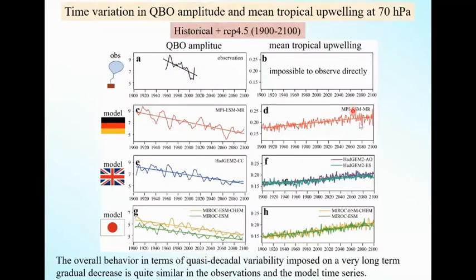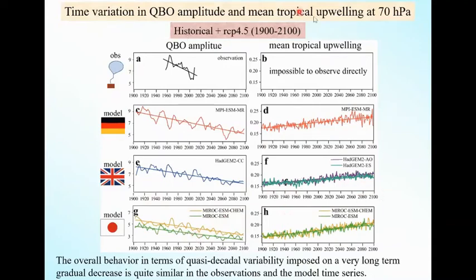And this is a kind of summary. Here is the observation. The left panels are the QBO amplitude, and the right panels are the mean tropical upwelling. Of course, there are 60 years of recorded observations, but it is impossible to observe the mean tropical upwelling directly. Instead, we analyzed the German model, the UK model, and 2 MIROC models. All models projected weakening amplitude of the QBO and increased tropical upwelling.